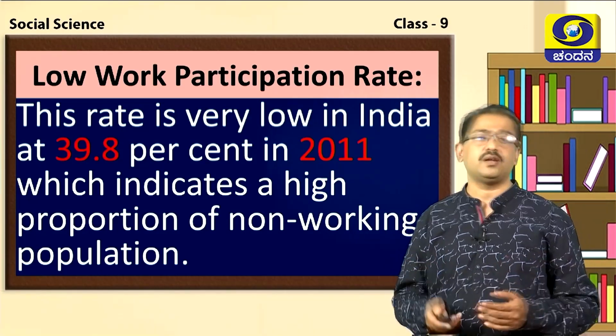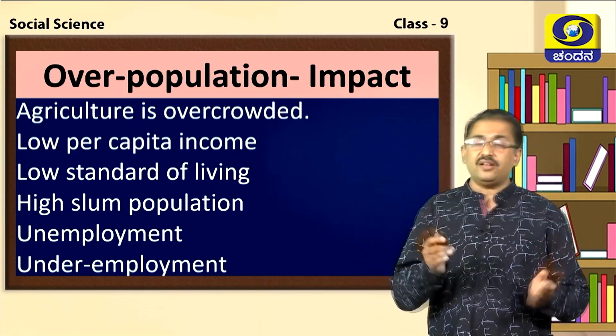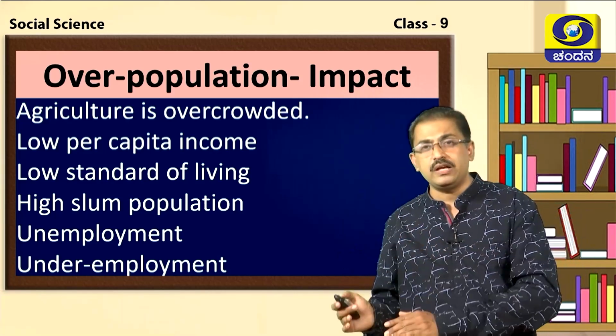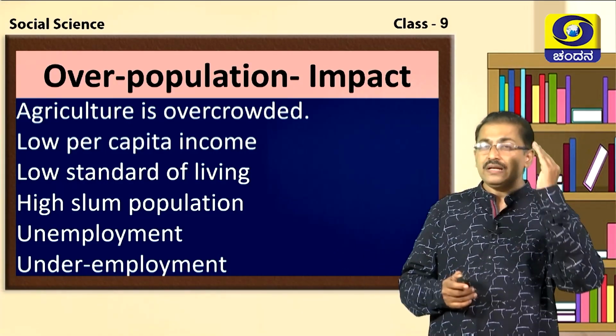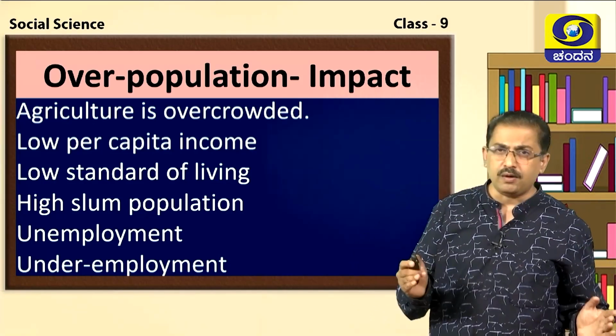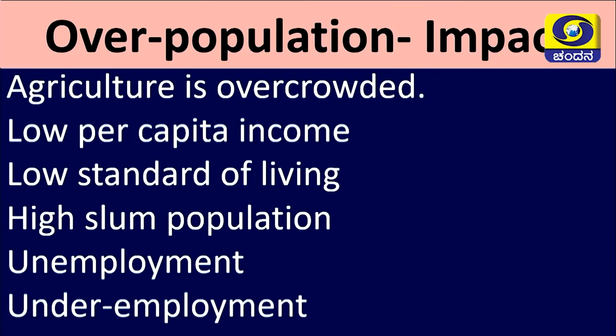So, that is the problem. Let us see the impact of overpopulation. Overpopulation is resulting in a number of problems. First of all, agriculture is overcrowded. 65% of the people depend on agriculture for their main earning. Low per capita income, low standard of living, high slum population, unemployment, underemployment, all these are the impact of overpopulation in a developing nation like India.